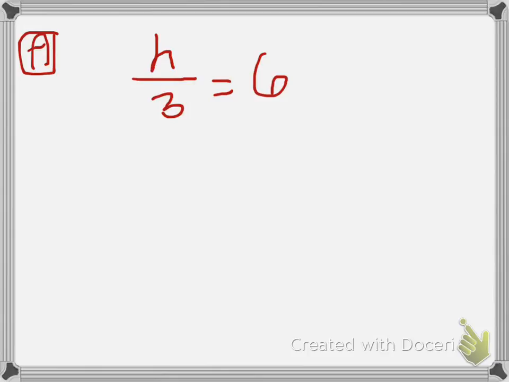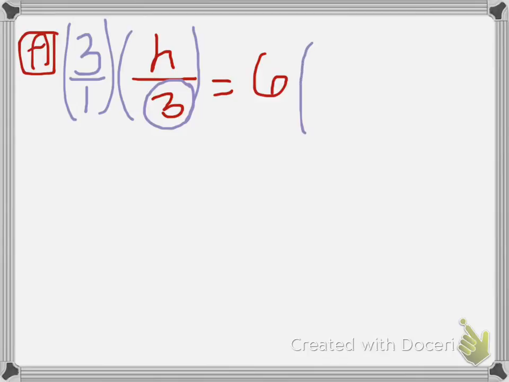So in example A, let's look at this one. h divided by 3 equals 6. I see division here, so we're going to do the inverse of division, which is multiplication. We're going to multiply both sides by 3. Here we're dividing by 3, so we are going to multiply by 3, or 3 over 1. What you do to one side, you have to do to the other.